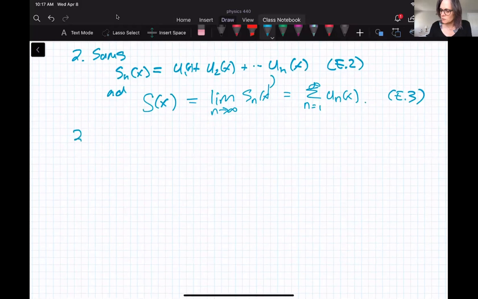And in order to make this useful, we need to understand when these series converge.